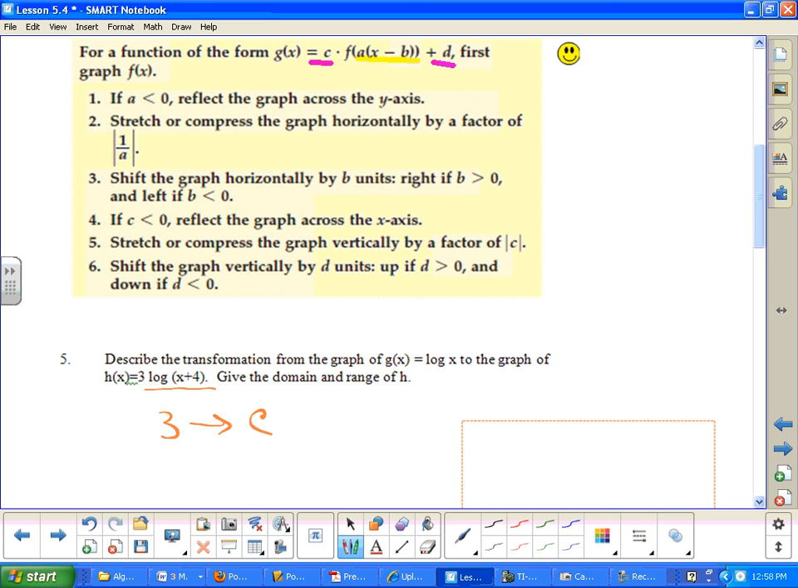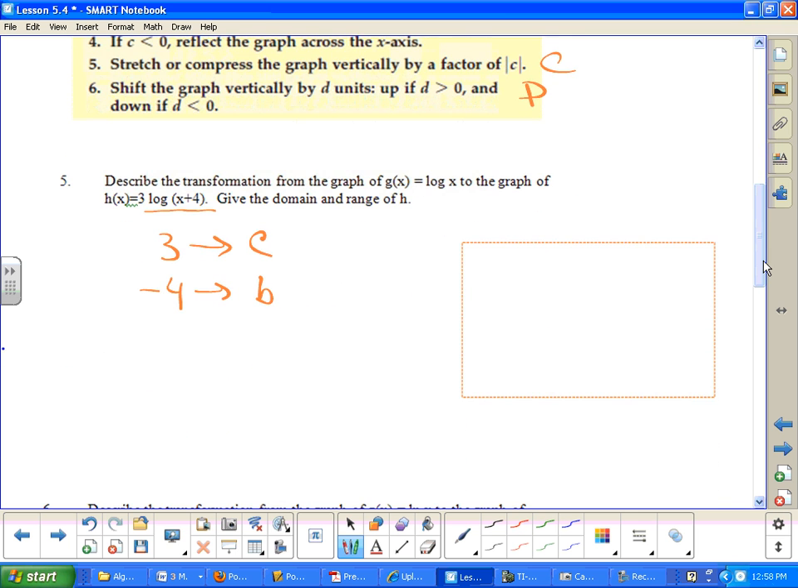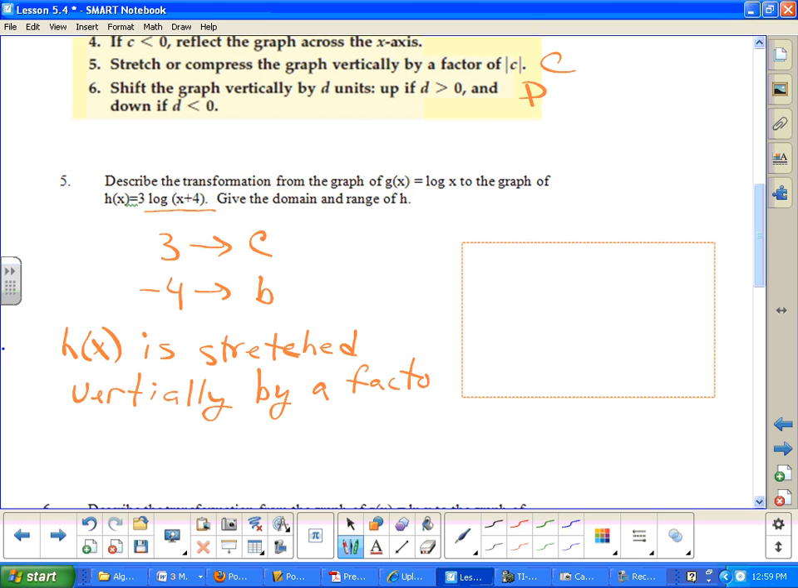The x plus 4, what number am I actually using there? Negative 4, and it refers to which letter? b. Okay? So c is always our vertical. c is a vertical stretch or compression. So in this case it says describe the transformation. So h of x is stretched. That's a c. Stretched vertically by a factor of 3, and shifted 4 units to the left.